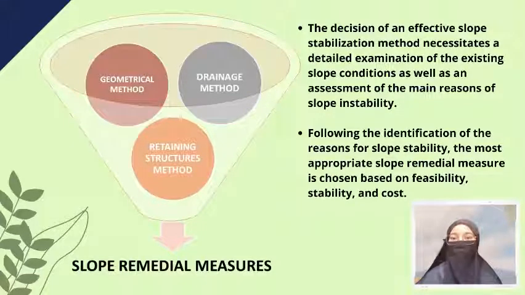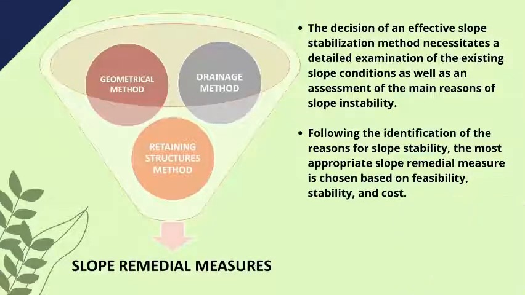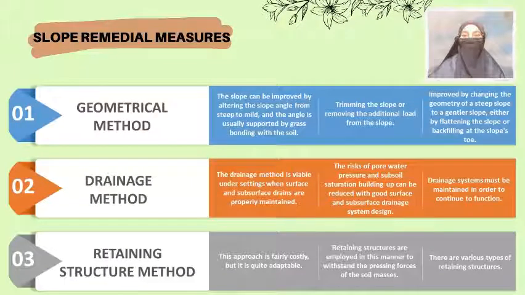The decision of an effective slope stabilization method necessitates a detailed examination of the existing slope condition, as well as an assessment of the main reasons for slope instability. Following the identification of the reasons for slope instability, the most appropriate slope remedial measure is chosen based on feasibility, stability, and cost. First method is the geometrical method.